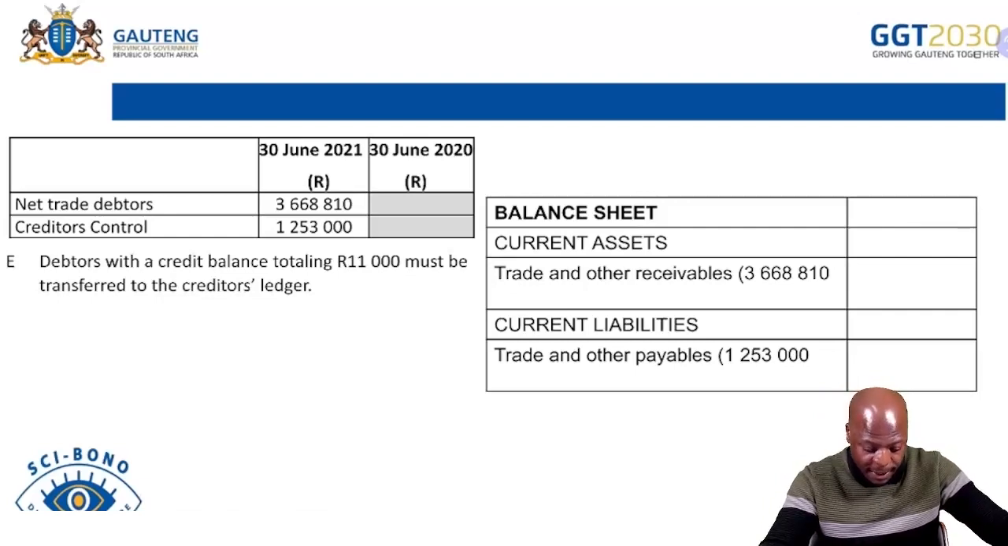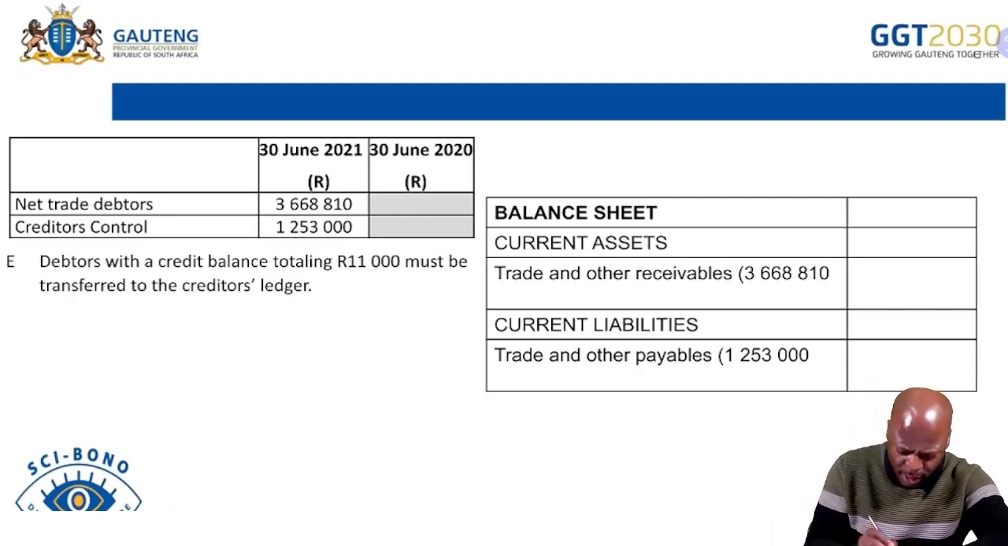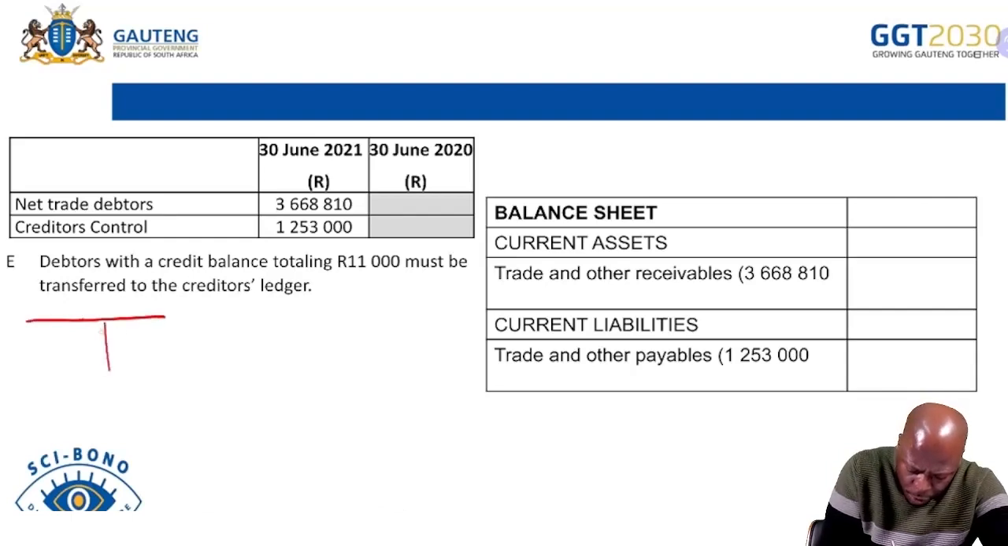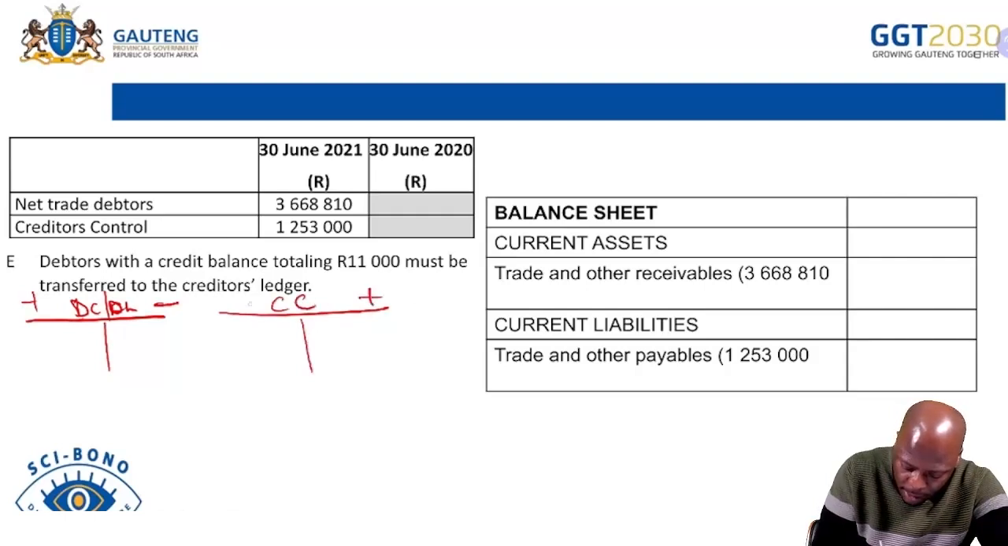The next adjustment says, debtors with a credit balance totaling 11,000 must be transferred to the creditors ledger. Debtors with credit balances, let's see, what does that mean? If I draw my debtors control, debtors ledger, remember the debtors control is a summary of the debtors ledger. So I'm just going to say debtors control slash debtors ledger. Here's my plus and here's my minus. And here they're saying must be transferred to the creditors ledger. In other words, they are bringing in the aspect of the creditors ledger. So I'm just going to say creditors control as well. And here is a plus and here is a minus.